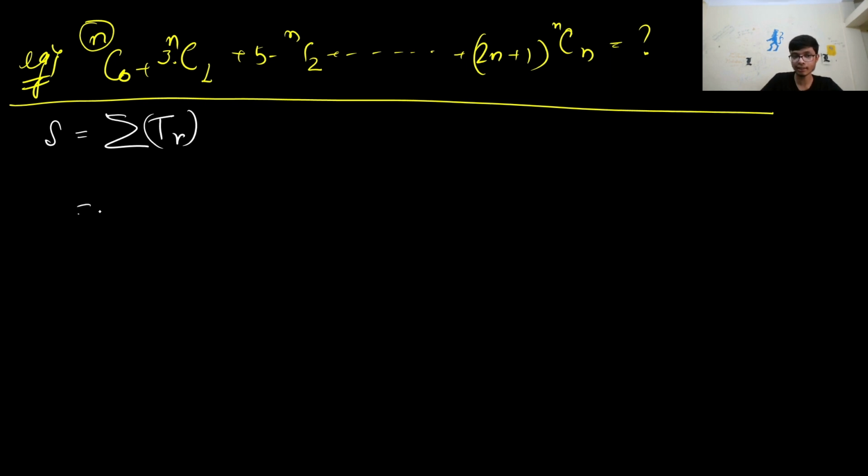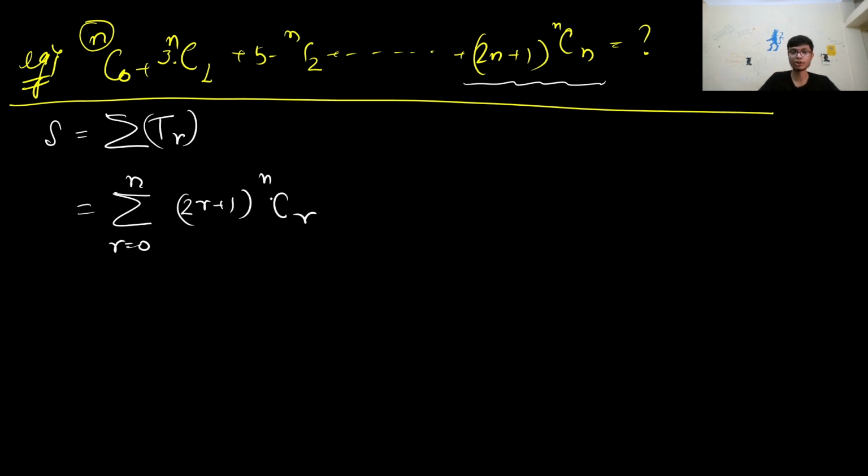So if we look at the general term, what is the general term? If you see that r is going from 0 up to n, the general term is given like this: (2r + 1) times nCr. If you put the value of r equal to 1, this becomes 3 times nC1, and if you put r equal to 2, this will be 5 times nC2. So this is how we get to the general term.